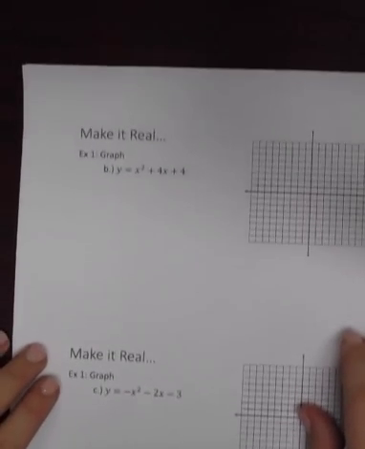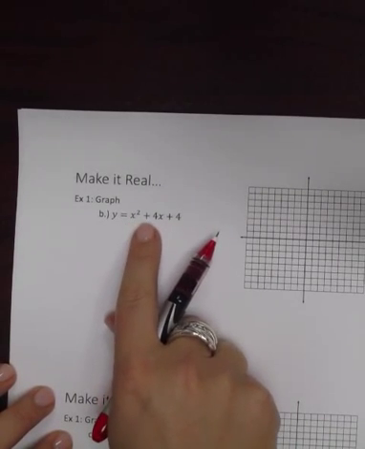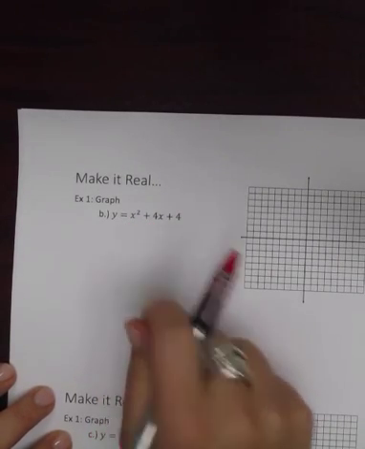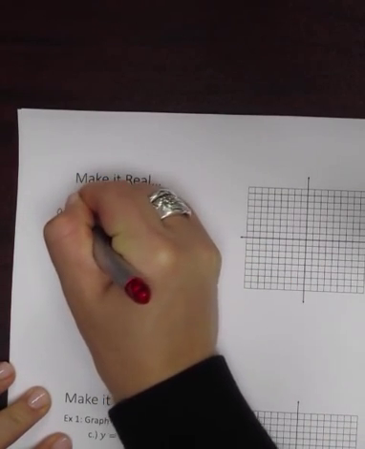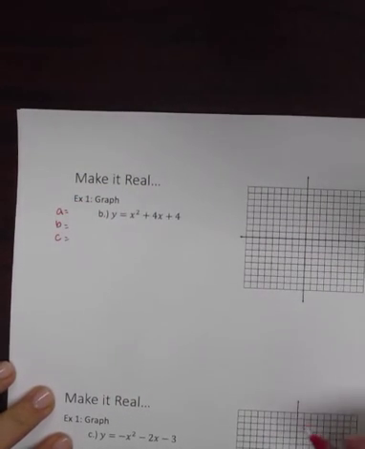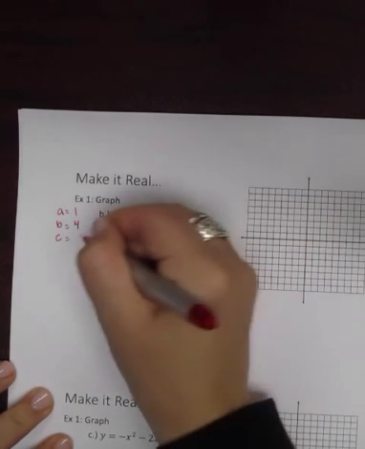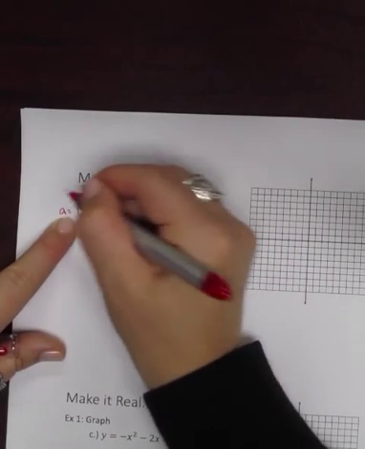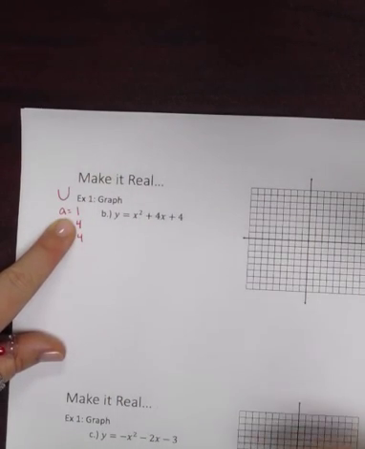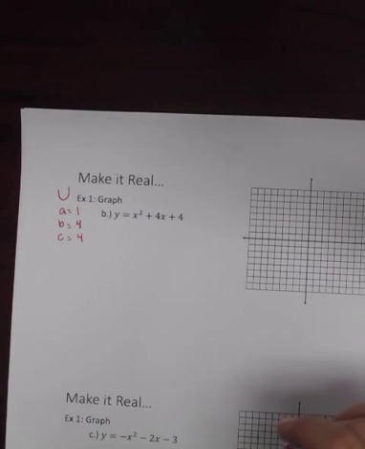Alright, let's try another one. So we have y equals x squared plus 4x plus 4. Alright, step 1, find our ABCs. So if I look at my A, it's going to be 1. My B is going to be 4. And my C is going to be 4. Now again, since my A is positive, that means I'm going to have a U-shaped parabola. So when I'm graphing it, I kind of can see where it's going to go.